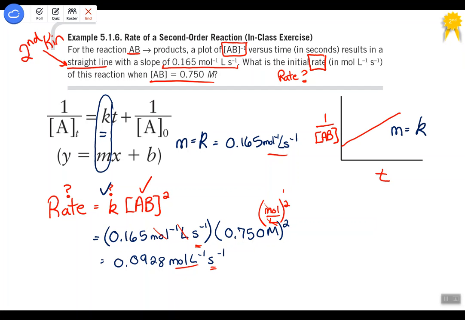So given this information, we can predict the rate at the initial point of this reaction will be 0.0928 moles per liter per second.